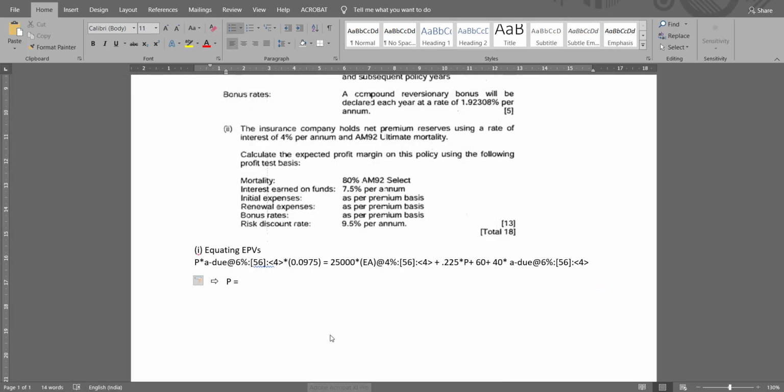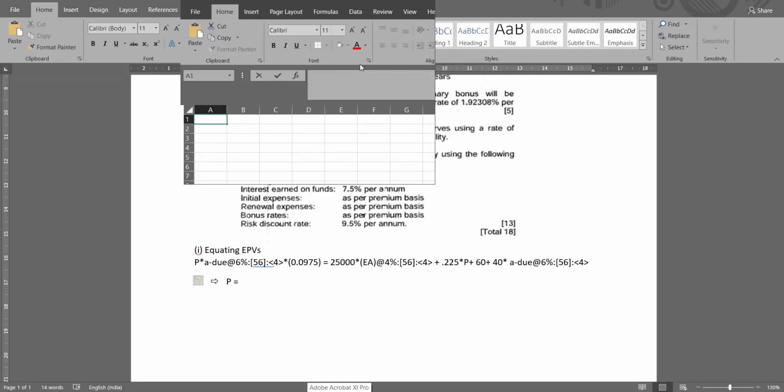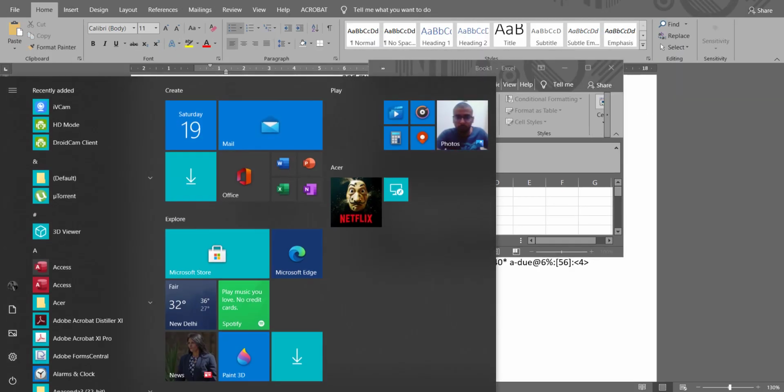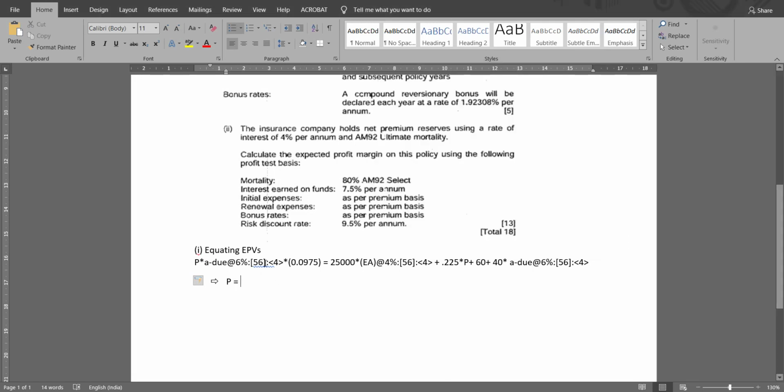So let me do that for you. Okay, and we will be using the tables. So let me get the tables for you as well. So what will your premium be equal to? Well, it will be equal to this term. So just copy this, and this is something you have got. Obviously plus this 60 and 40 that you have.